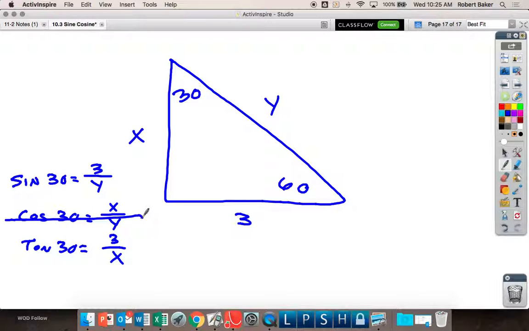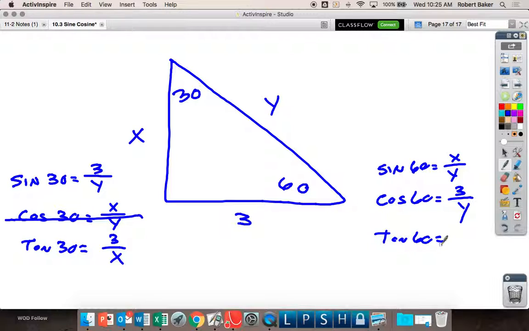But if you flip to the other angle, the sine of 60 is equal to opposite over hypotenuse. That one doesn't work, but cosine does. Cosine of 60 is equal to adjacent over hypotenuse. And tangent of 60 is equal to opposite over adjacent. So you can set up 6 functions and 4 of the 6 should work depending on where the variables are. It's great because you pick one you like and you run with it. If it doesn't work, just pick your second favorite.